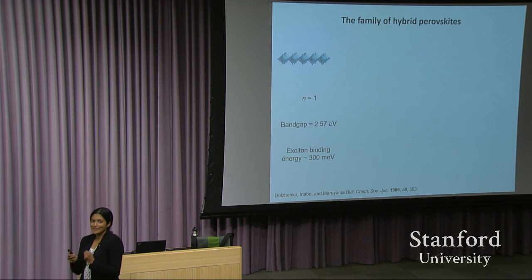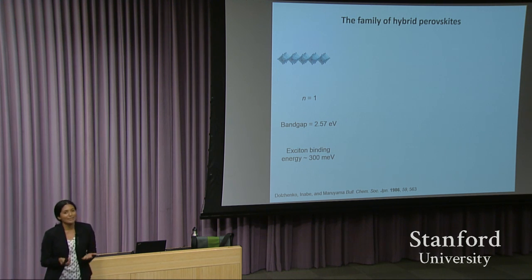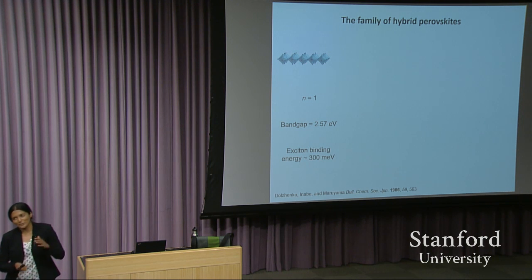So this large band gap and this large exciton binding energy is precisely what you want to avoid in a solar cell, because you want a small band gap so you can be excited by sunlight. You want weak exciton binding energy so that the carriers can be split to generate photocurrent.